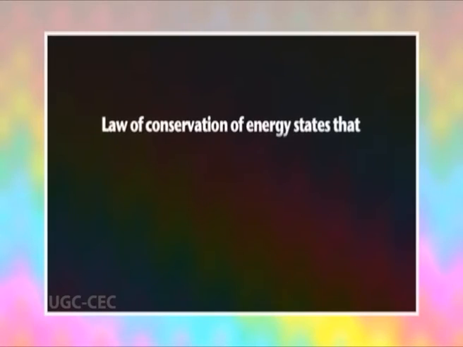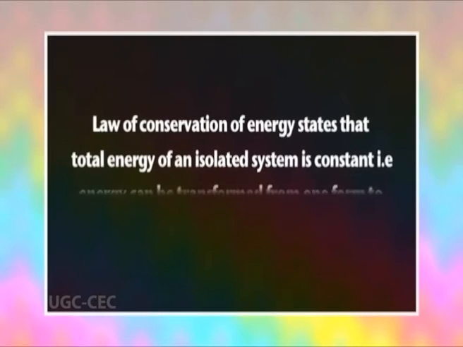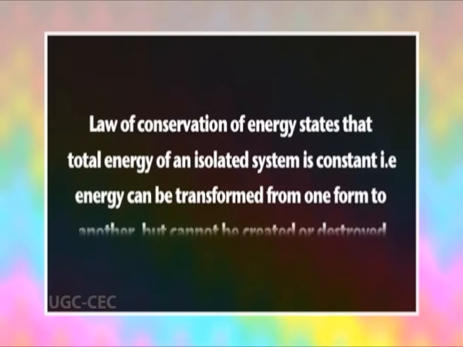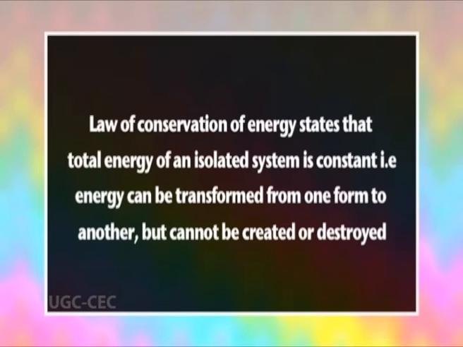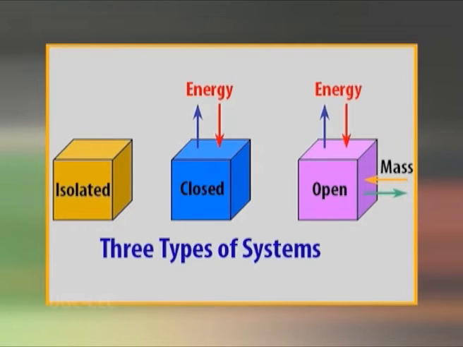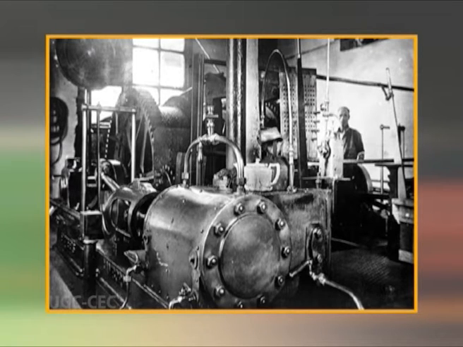The law of conservation of energy states that the total energy of an isolated system is constant, that is, energy can be transformed from one form to another but cannot be created or destroyed. The first law is often formulated by stating that the change in the internal energy of a closed system is equal to the amount of heat supplied to the system minus the amount of work done by the system on its surroundings.